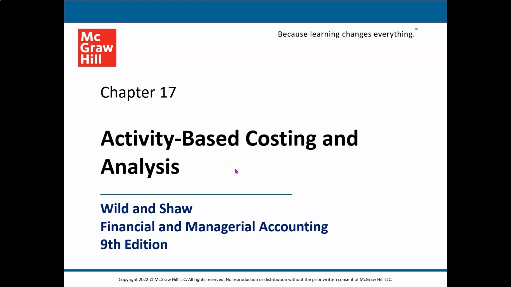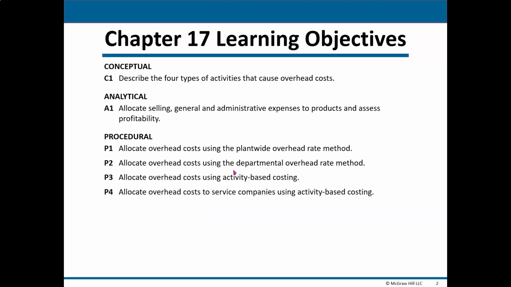So, what are we looking at when we get into this chapter here? Well, we're going to talk about overhead costs. That's the main issue of this whole chapter. Later on in the chapter, we're going to talk about the conceptual part, describing four types of activity that cause overhead costs, and then we're going to apply what we've learned to measure customer profitability.